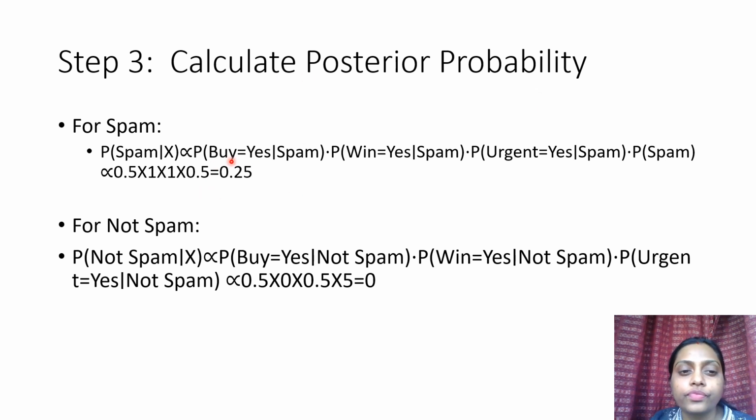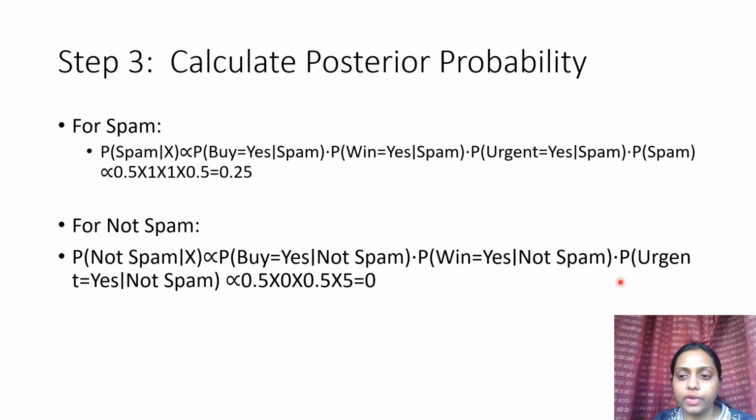Now what is the probability the message is spam? This is nothing but the probability of buy is yes, win is yes, as well as urgent is yes, and we have calculated the probability value. This is nothing but 0.5 into 1 into 1 into 0.5, and the value is 0.25. Similarly, the calculated value for not spam is 0.